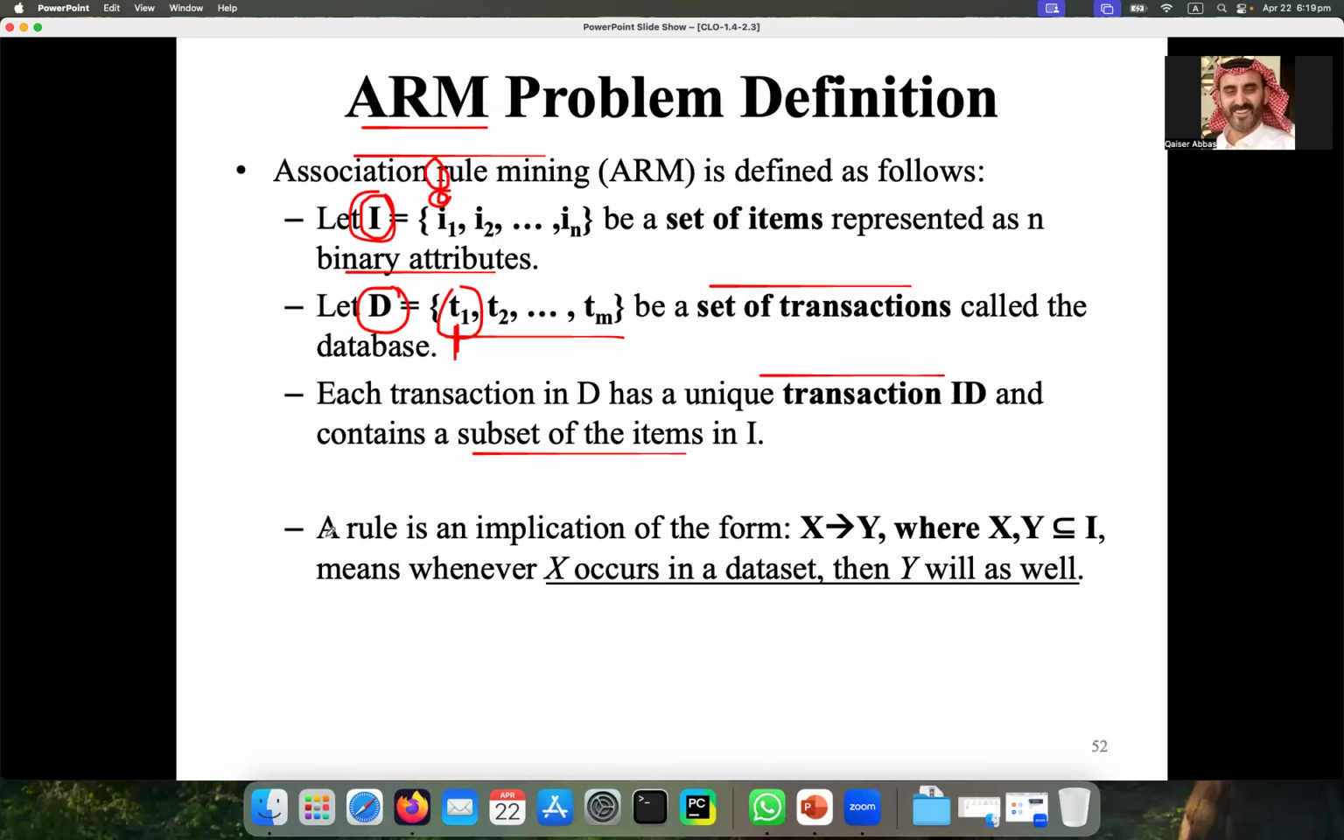Now, how can I write this rule in implication form? As we already know from the previous slide, I can write this rule as X implies Y. And this X and Y would be items from the set I. It can be one item or more than one item. And what is the meaning of that? The meaning is simple: if X occurs, then Y occurs. If X occurs in the data set, then Y will also occur in it. Okay, moving next.